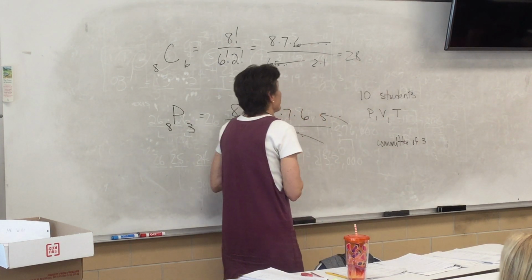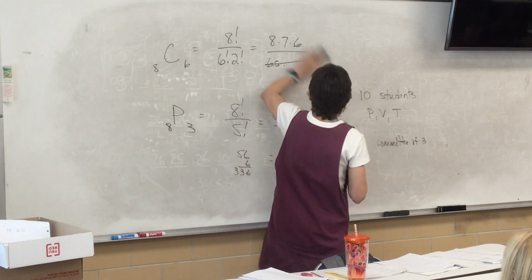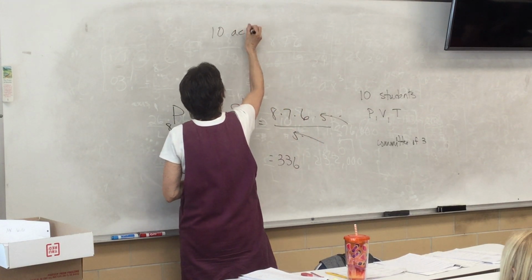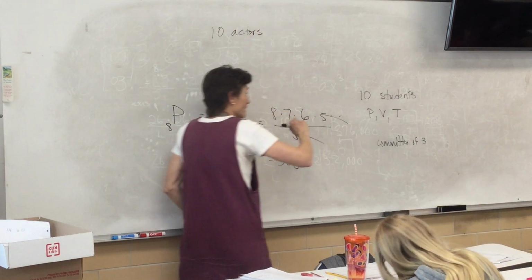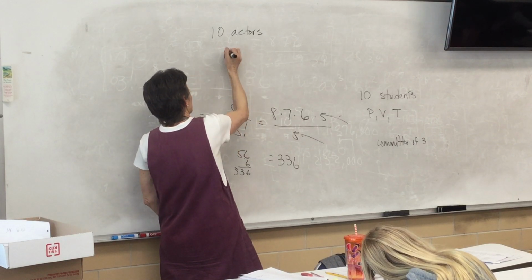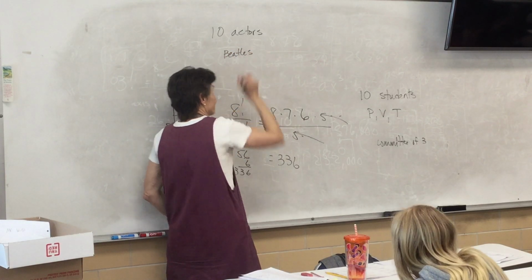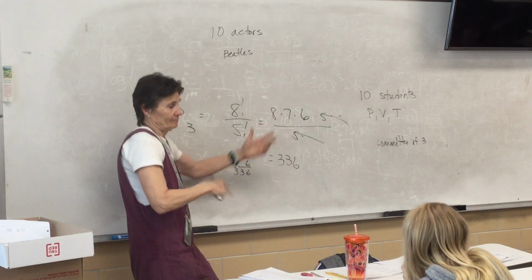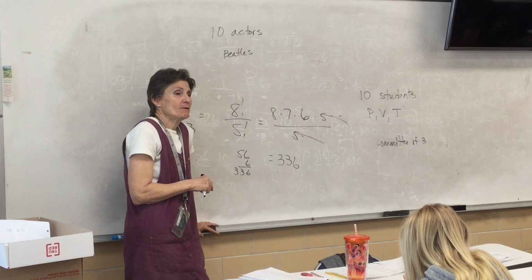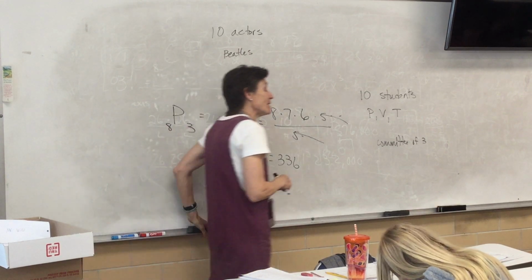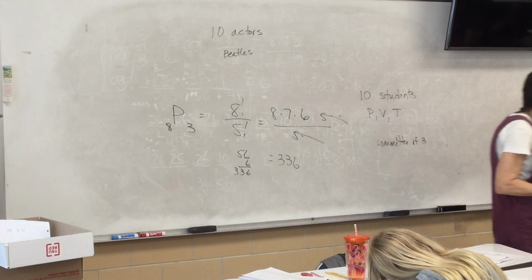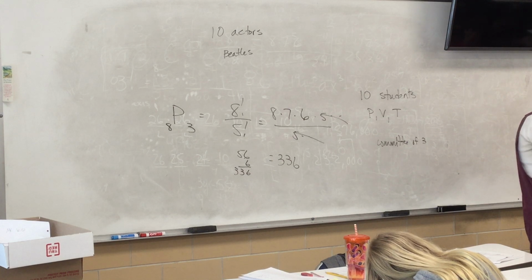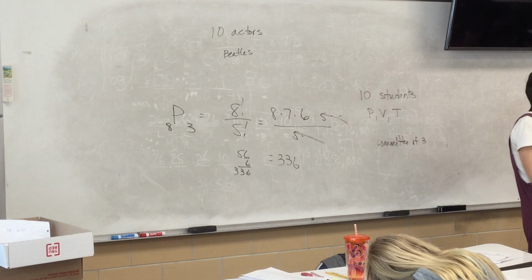All right, let me do another one. This is what made me think of that. Suppose I have 10 actors in the room, and I need to pick 4 of them to play the Beatles. The Beatles? The Beatles. Oh, as in the group. Yep. P or C? P. Because it makes a difference if I pick him for Ringo or if I pick him for Ringo, right? I can pick the same 4 people, but they have different jobs. They're playing different people.